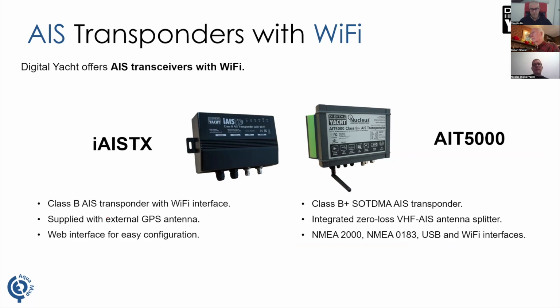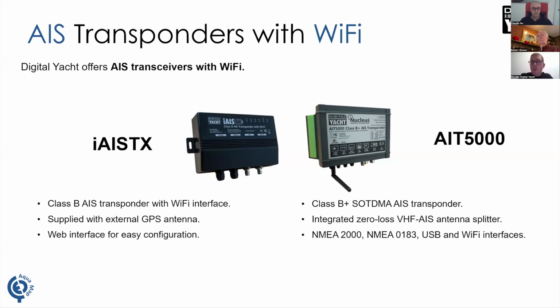So the first one is the EASTX, which just transmits AIS and GPS data onto AquaMap. Or you've got the AIT 5000, which is a Class B+, so it transmits more often. It's an AIS transponder with a built-in VHF antenna splitter. So for both your VHF radio and the AIS, you will be using the same VHF antenna.